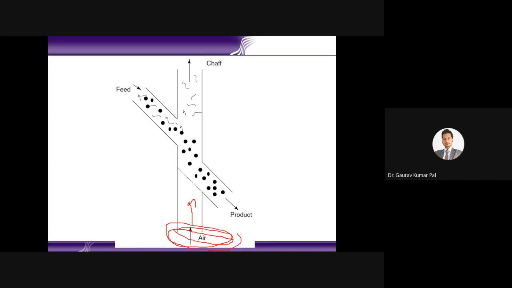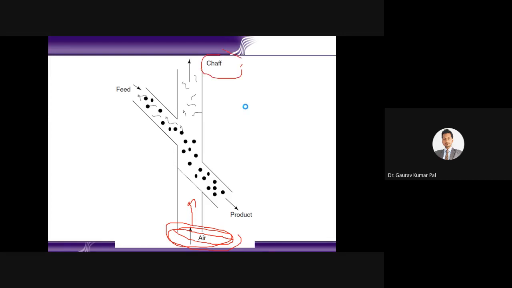Suppose the air velocity is more, so what will happen? Whatever product is there will also be blown away. Correct. So we always have to look at how much air velocity, how much terminal velocity, we are giving in the aspiration methods, so that it will not blow away our product materials. However, it will blow away lighter material like chaff in the grains.